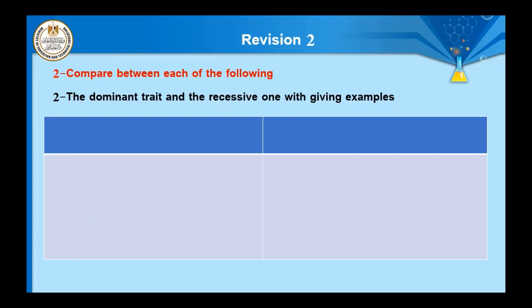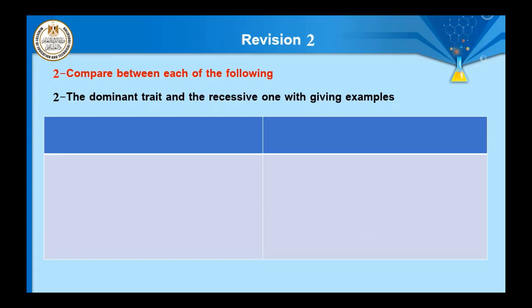Another question on comparison: the dominant trait and the recessive one, with giving examples. I asked you to compare between dominant trait and recessive trait. We know that all traits in the human body and in all living organisms can be classified into 2 types: hereditary trait and acquired trait. Hereditary traits can transfer from one generation to another, such as color of eyes. But acquired traits cannot be transferred from parent to offspring, such as a skill of playing football or a skill of handwriting. All of these are called acquired traits.